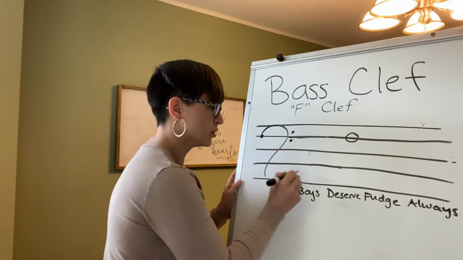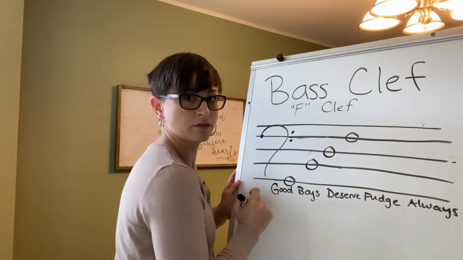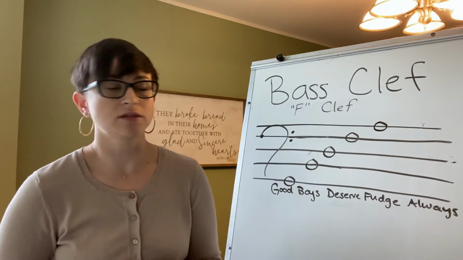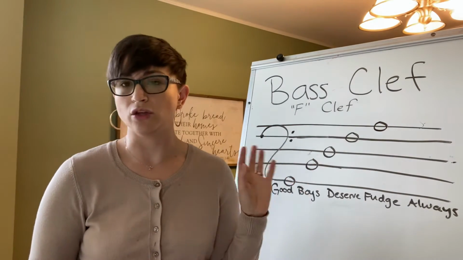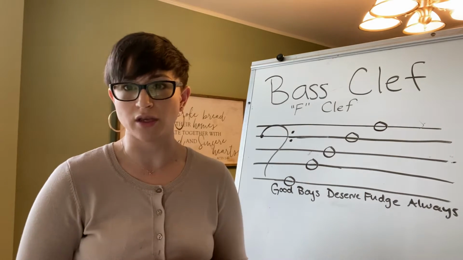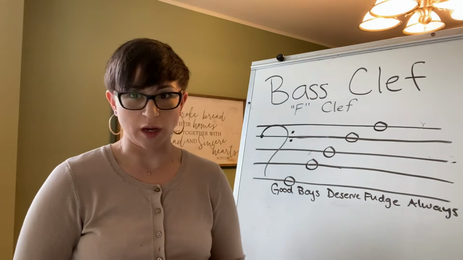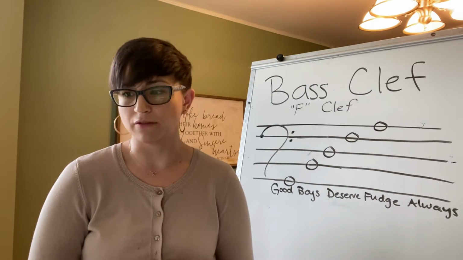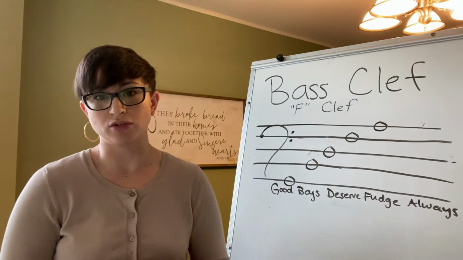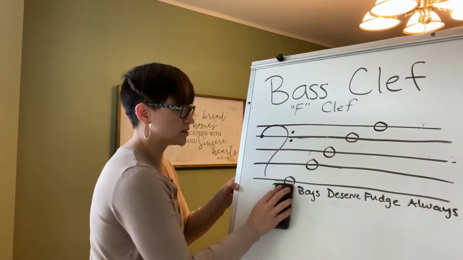So good boys deserve fudge always. You have a map of this and a picture of it already in your lesson 5 in the files for this week's theory unit. So all of this is described on the top of the page in lesson 5. The bottom of that page is where you're going to practice naming those notes. So that's one of your assignments for this week. I want you to practice that.